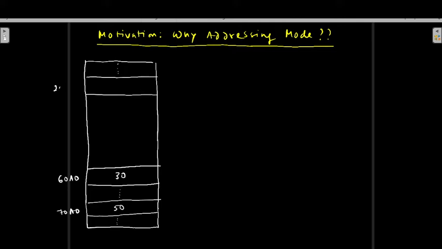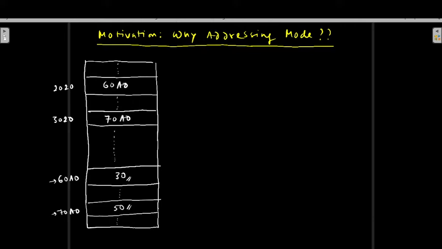Suppose 2020, this location holds the effective address of 30, that is 60A0. So 2020 will hold the value 60A0. Similarly, another memory location which is 3020 will hold the effective address of 50, that is 70A0. So this location contains 70A0.